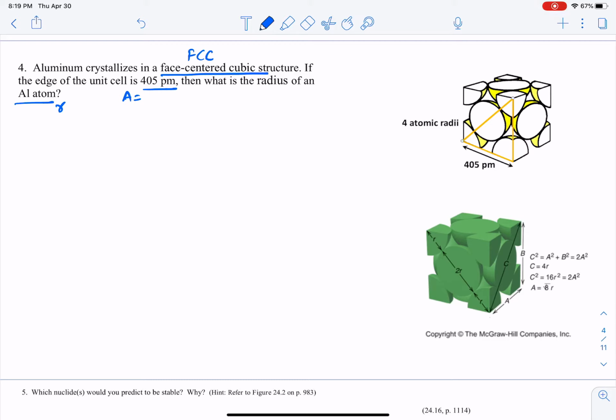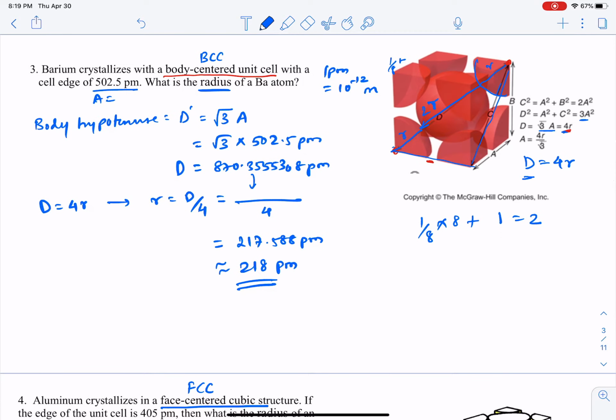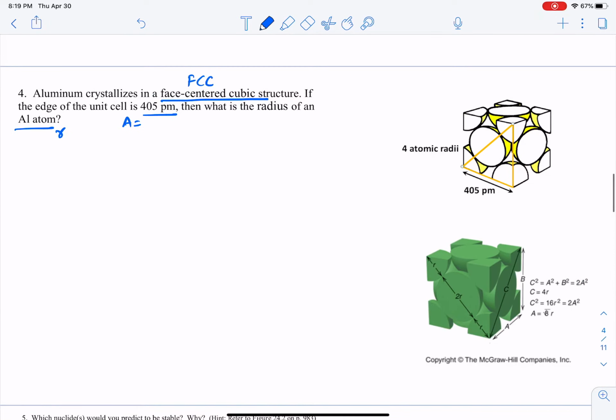So what we can do, again you have to understand the relationship between the corners and the lengths. The difference between a BCC and an FCC is that in a BCC there's an atom in the center, but in FCC there's an atom on each face, so that's what it's called face centered.